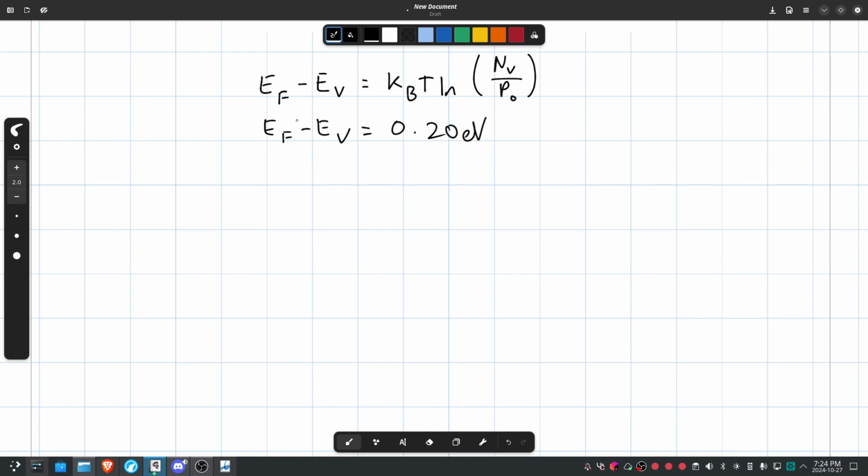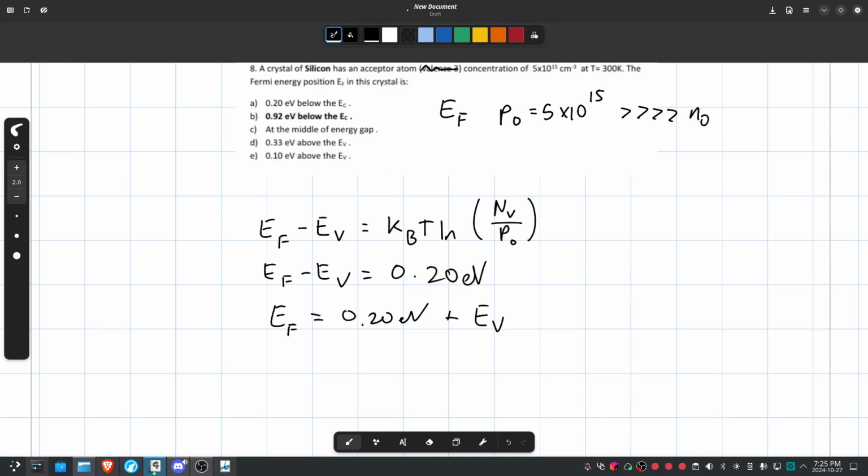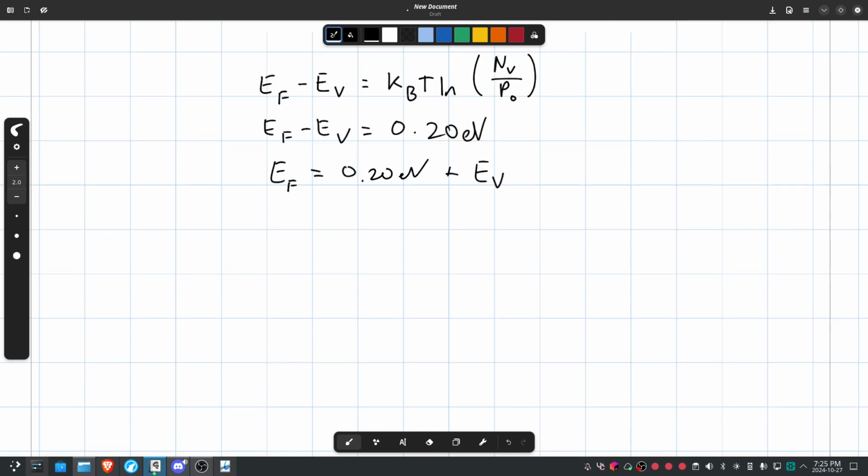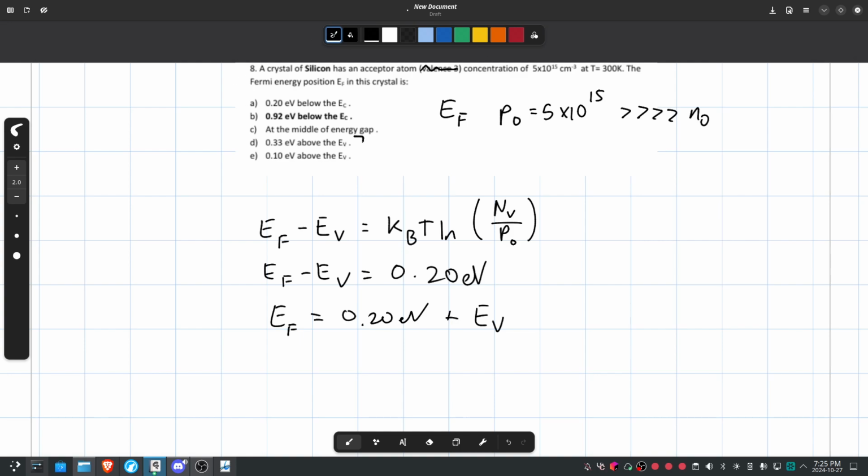So that means that the Fermi energy is going to be 0.2 eV above the valence band. That's what this means. 0.20 eV above the valence band, right? Very simple. That valence band. Now, if we look here, we have two options that are relative to the valence band, two options that are relative to the conduction band, and one in the middle. This obviously isn't in the middle. Actually, we should show that.